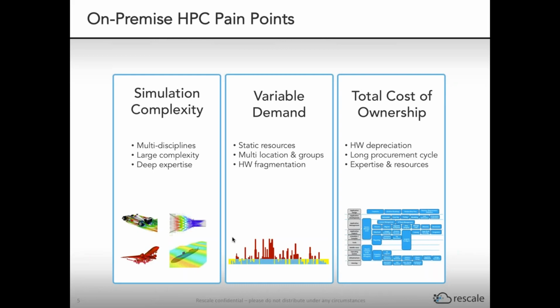The second thing is variable demand. So we understand that your cycles are not exactly always flat, meaning sometimes you have some peaks where you want to run more runs, and sometimes you have the weekend or the holidays where things are not too busy. With the cloud, you could get variable demand when you need it in different locations for different groups, and also with the different type of hardware that you want for your simulation.